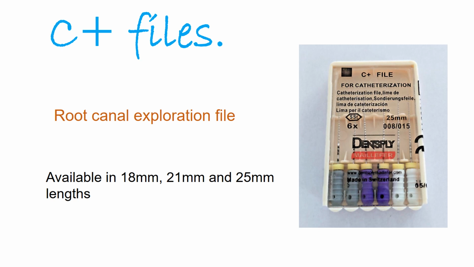Now the next file among the manual file system is the C+ files. These are also known as root canal exploration files, and they are available in three lengths, that is 18 mm, 21 mm, and 25 mm. The C stands for catheterization. That means whenever you are unable to find your root canal orifice, sometimes there is calcification and your normal K file is not able to penetrate inside the root canal orifice, then the C files come to the rescue.